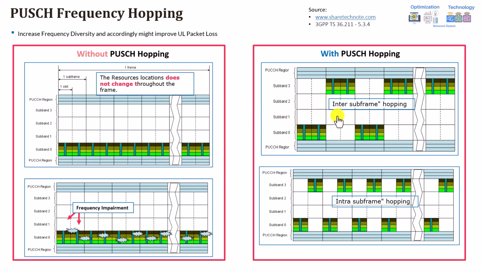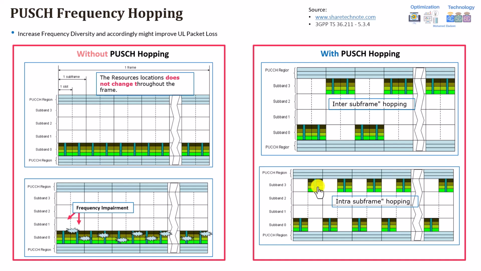And there are two types of hopping. The first is inter-subframe, where, as you can see, the frequency allocation changes each subframe. And there is intra-subframe. For example, here the first slot is allocated here, and the second slot is allocated in different resource blocks. And again, the main idea is that this increases the frequency diversity and can be reflected in packet loss.